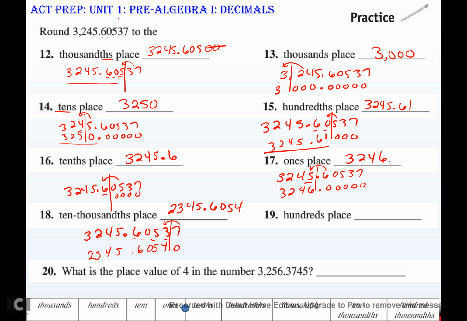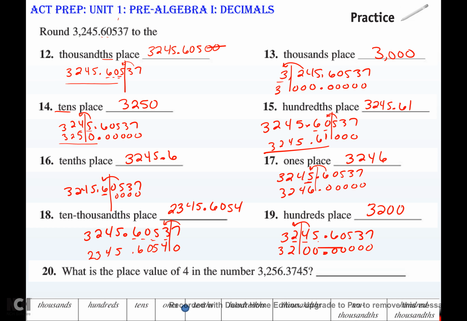Alright, and then 19, they want the hundreds place. Ones, tens, hundreds is the 2. The 4 isn't going to do anything, so those stay the same. Those turn to zeros. And I would just write 3200.